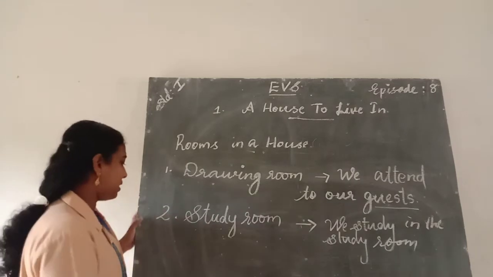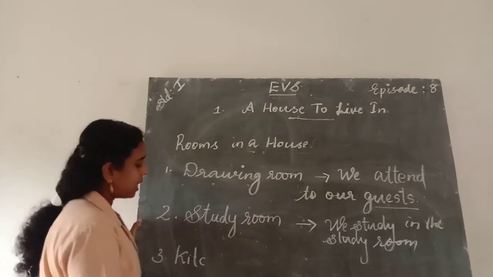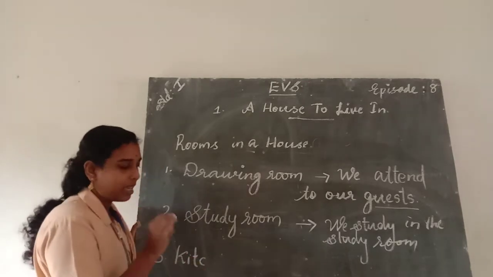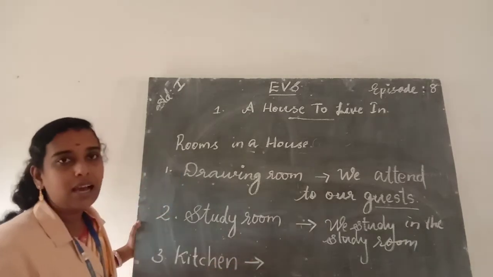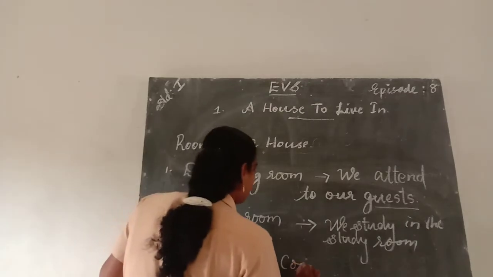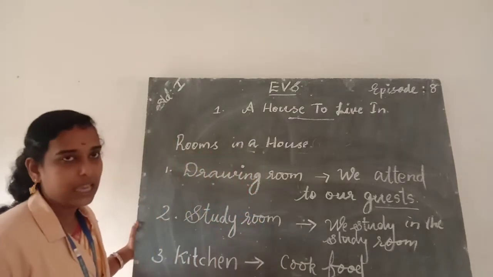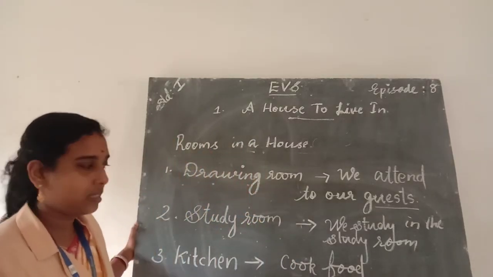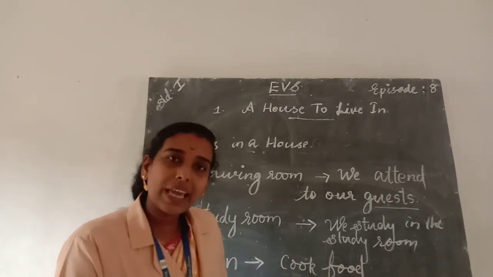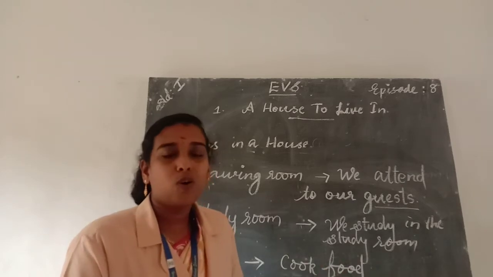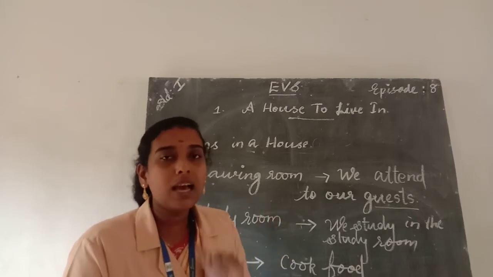And the third one, kitchen. What is the spelling of kitchen? K-I-T-C-H-E-N, kitchen. We cook food in the kitchen. Spelling of cook: C-O-O-K. Food: F-O-O-D. We cook food in the kitchen.